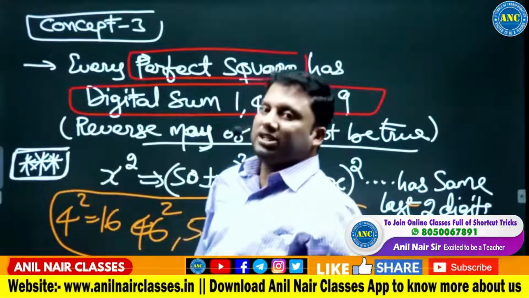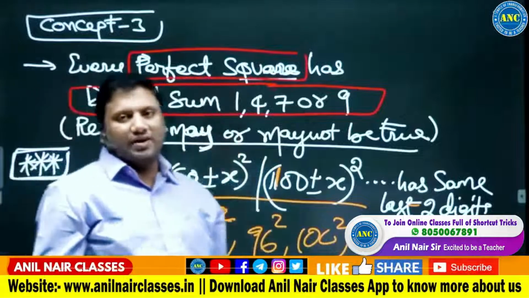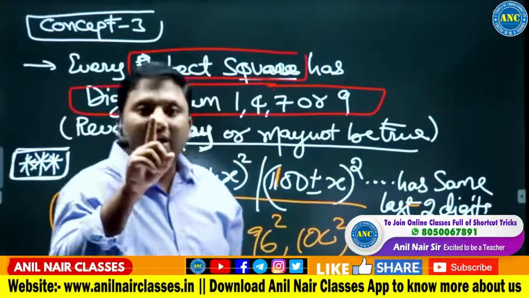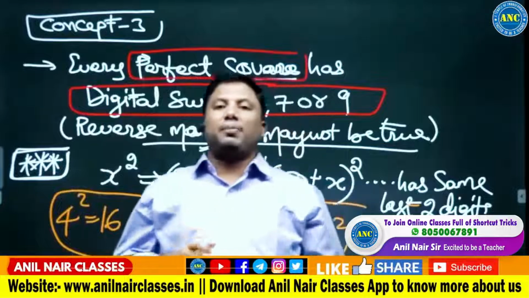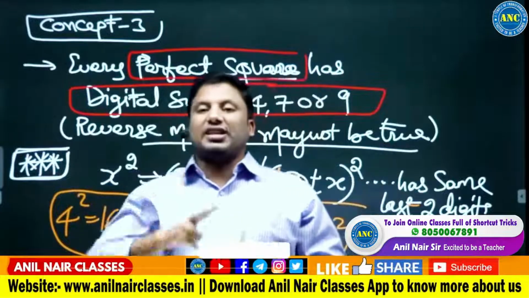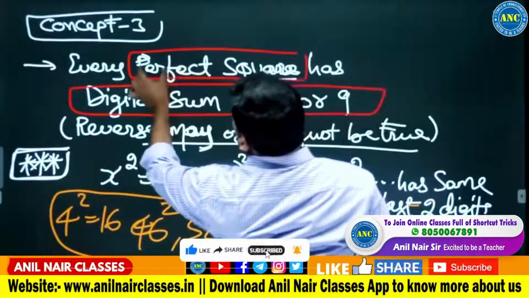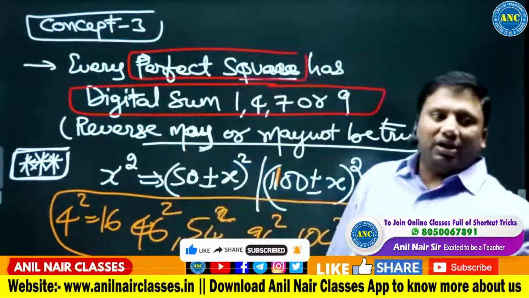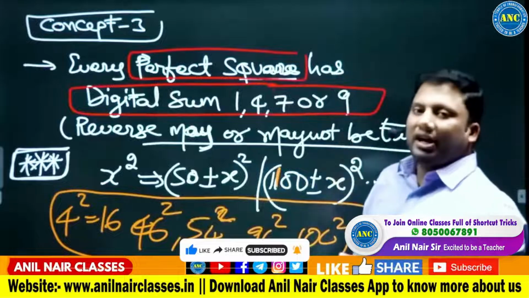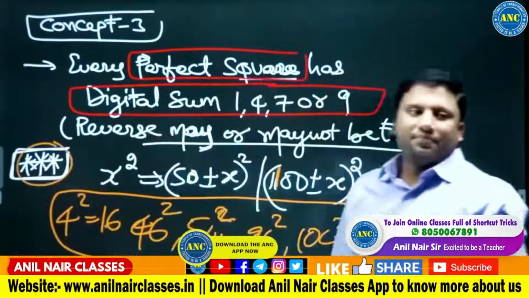What are the 4 concepts that we discussed? A perfect square never ends with 2, 3, 7 or 8. A perfect square when divided by 4, either it will be perfectly divisible or it gives a remainder of 1. That is the second property of a perfect square. Third property, if the number is a perfect square, it will have digital sum 1, 4, 7 or 9. Fourth property, a very, very important property.